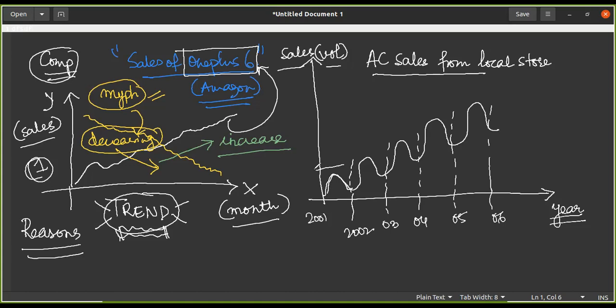You will find something interesting. If you just zoom your observation at this 1 year section, you will find that there is clearly a pattern, and that pattern is something like this. It is increasing for the first few months and then it is decreasing, which makes sense also.